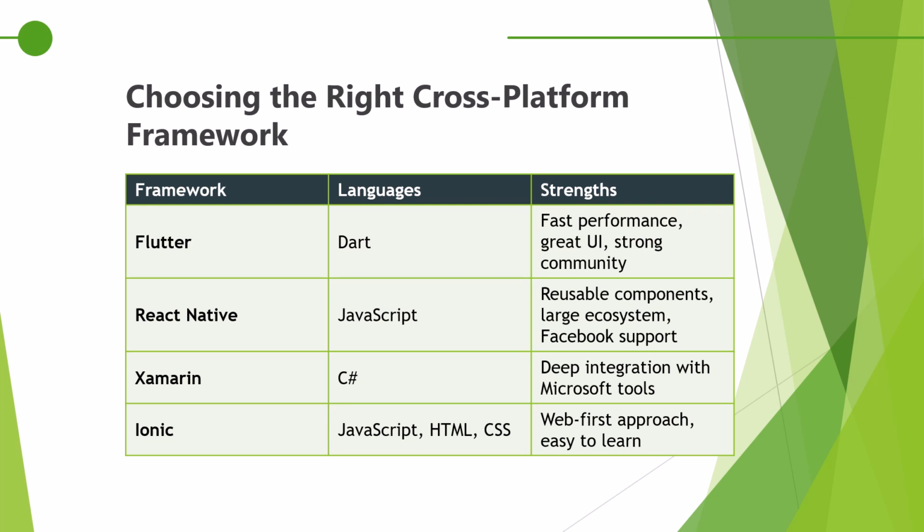Now, here's a few popular options that you should know about. First, you've got Flutter, which uses Dart, and it's known for its beautiful UI and fast performance. Then there's React Native, and that's built on JavaScript. And it has a strong community support, and it's used by Facebook. Then there's Xamarin, which uses C Sharp and is great for teams already working, say, with Microsoft tools. And then last, there's Ionic, which is a good choice for web developers since it's based on HTML, CSS, and JavaScript. So, how do you choose?